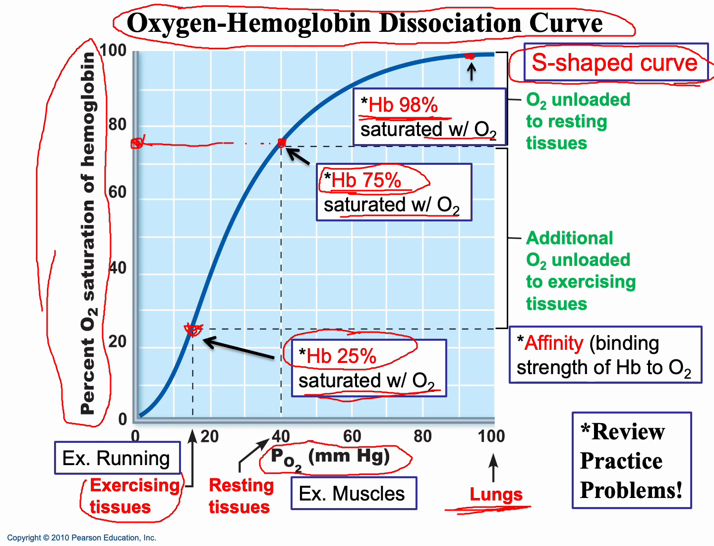So that gives you an idea of the term affinity, referring to the binding strength of hemoglobin to oxygen. So this gives you an idea of a normal type of curve that you'd have when we're looking at the oxygen hemoglobin dissociation curve. Again, looking at the amount of oxygen saturated bound to hemoglobin. The level will always be higher up at the level of the lungs, as opposed to farther in the body when we get to exercising tissues.